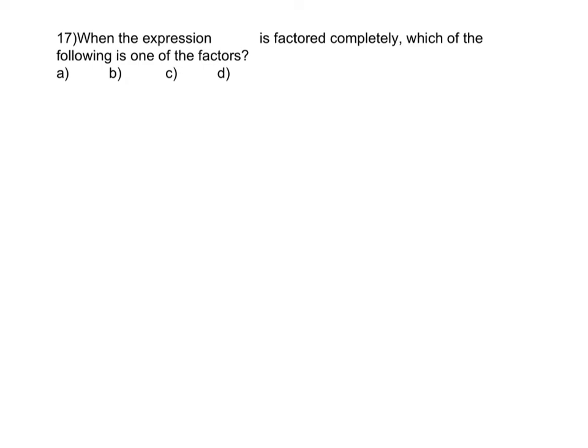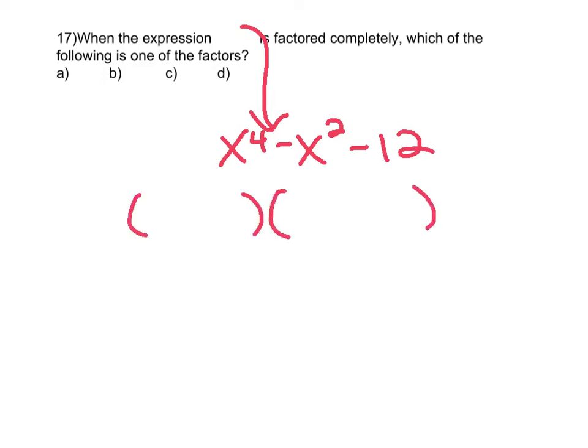Alright, for number 17, I'm just going to go ahead and write the expression down here. The expression is x to the 4th minus x squared minus 12. It says when this is factored completely, which of the following is one of the factors? So the first thing we need to do is we need to create our two sets of parentheses that are going to allow us to start our factoring.